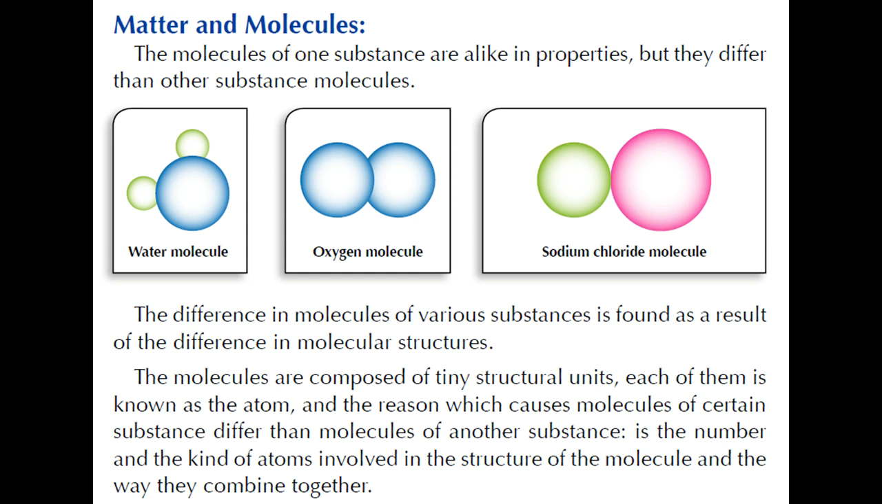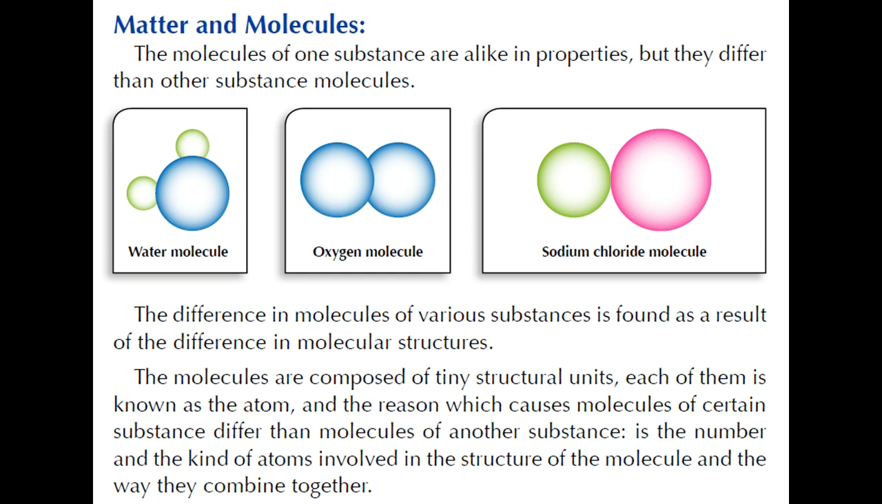Matter and molecules. The molecules of one substance are alike in properties, but they differ from other substance molecules. Look at water molecules and oxygen molecules. The difference in molecules of various substances is found as a result of the difference in molecular structures. What is the cause of the difference between them? The structural form of the molecule.